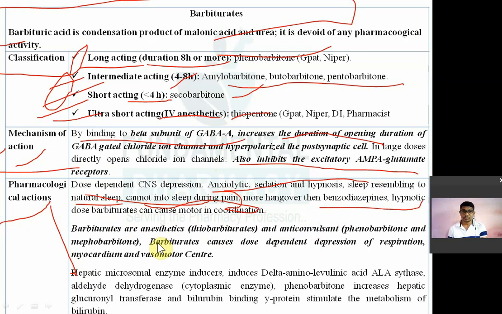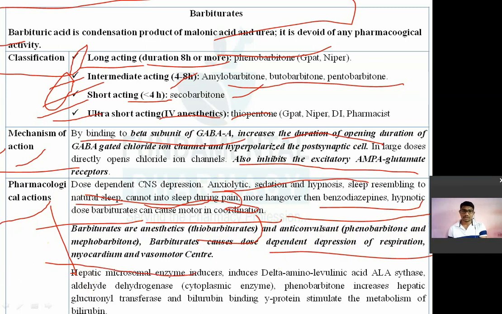A hypnotic dose of barbiturate can cause motor incoordination. Barbiturates are anesthetic, for example thiobarbiturates, which are nothing but the ultra short acting barbiturates. They are also anticonvulsant, for example pentobarbital and mephobarbital. Barbiturates can cause dose-dependent depression of the respiratory center, myocardium, and vasomotor center. That's why benzodiazepines are superior to barbiturates.